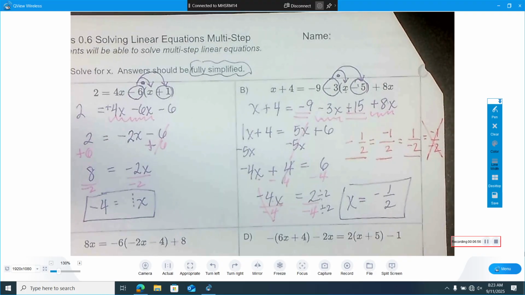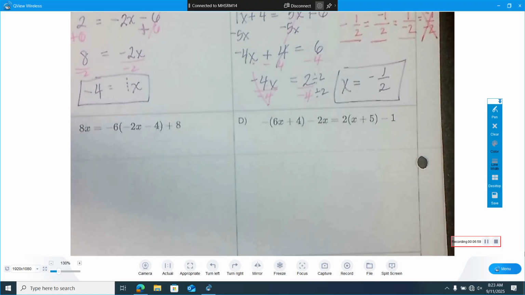Let's see. Let's skip down to D. I don't think we need to do C. Let's do D.